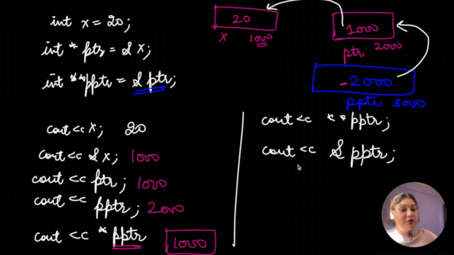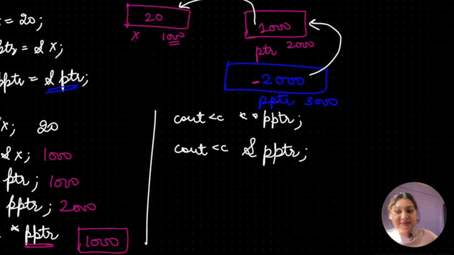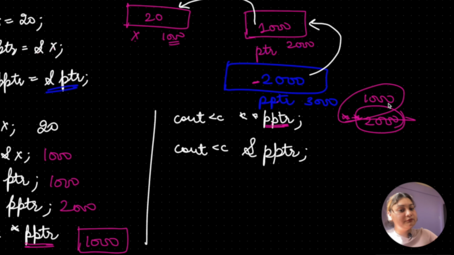Right? Moving on. Now the next part is **pptr. What does this mean? This means we will write pptr's value first, then star. What is pptr's value? 2000. What is at 2000? Star 2000. What is at 2000? That is 1000. So we'll cut it and write 1000. What is at star 2000? That means what is at 1000? 20. So **pptr will give us 20 as the answer.